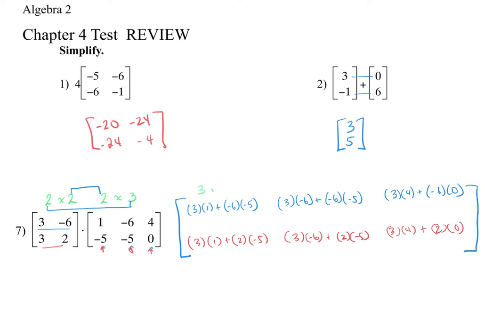So I would have a 3 plus 30 here. That would mean that my first element would be 33. I have negative 18 plus 30. So I'm going to have a 12. And then I have 12 plus 0. That's going to give me 12. So that's my first row. Then I'm going to have 3 plus negative 10, negative 18 plus negative 10, and another 12 plus 0. And so this is my answer.